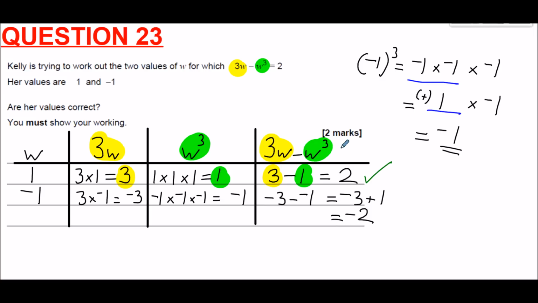And so are her values correct? Well, when W is 1, that's correct. But when W is minus 1, she's not correct. And so in summary, her values are sort of yes and no. So she's correct when W is 1.